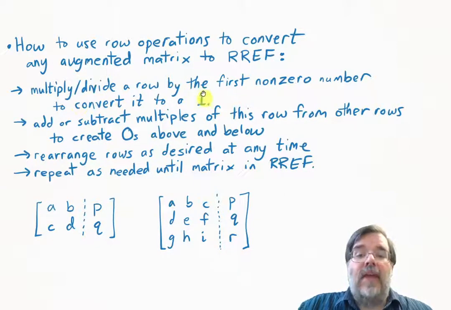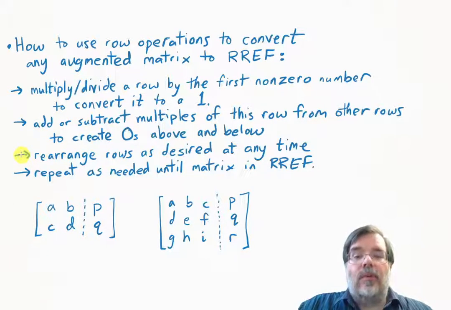Then, once you have a 1 to work with, you can add or subtract multiples of this row, the row containing the 1, from the other rows to create your zeros, both above it and below it. So again, in this augmented matrix here, after dividing that first row by A, I could subtract a multiple of this first row to create a 0 in the position where C is.